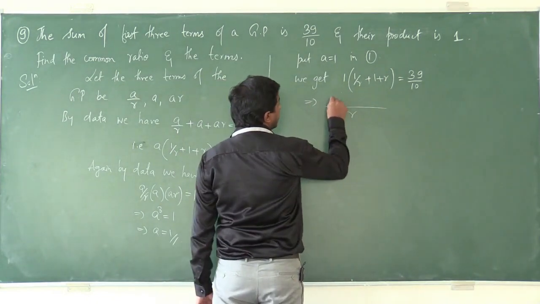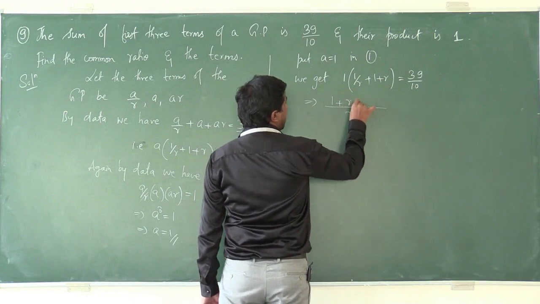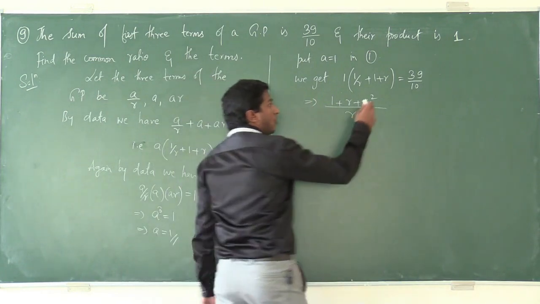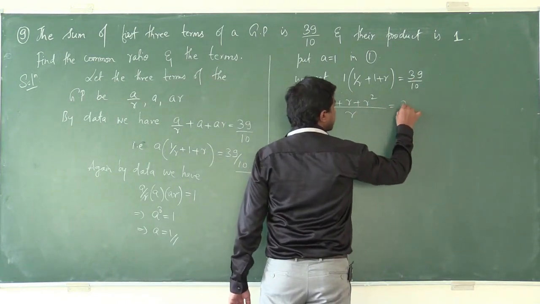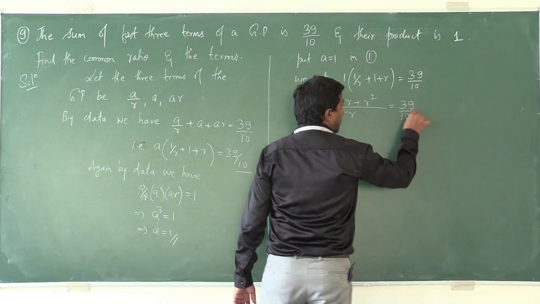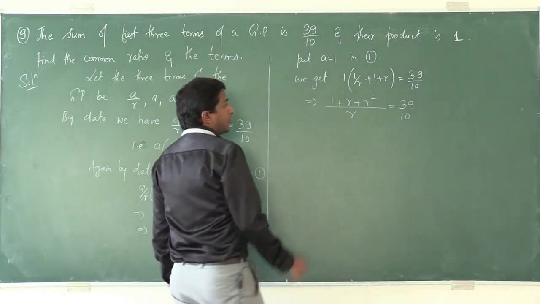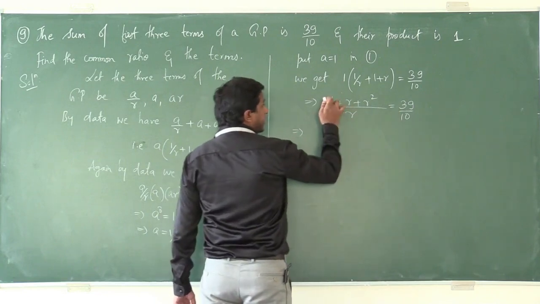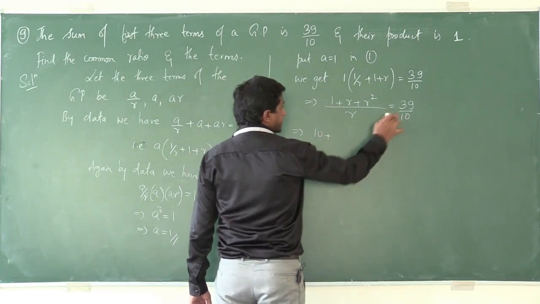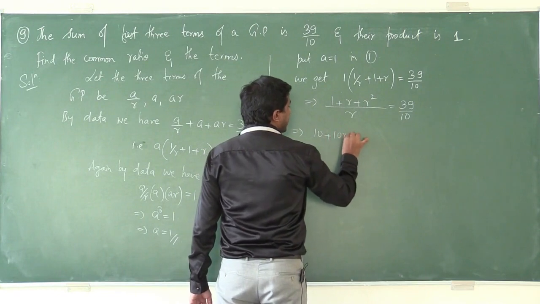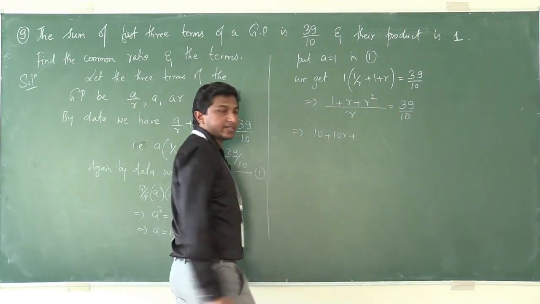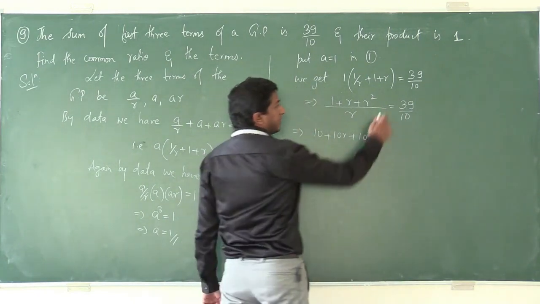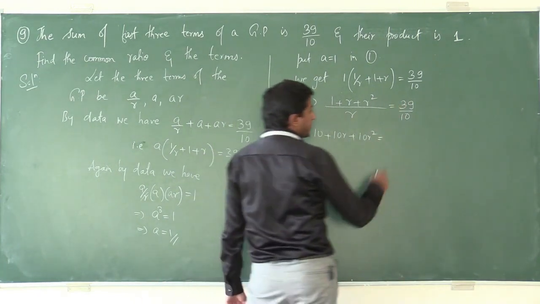What am I left with? 1 plus R square in the numerator. What are we left with on the RHS? 39 by 10. On cross multiplying this, what do we get? 10 into 1, 10, plus 10 into R, 10R, plus 10 into R square, 10R square, equals 39 into R.